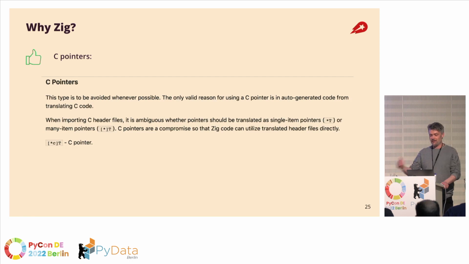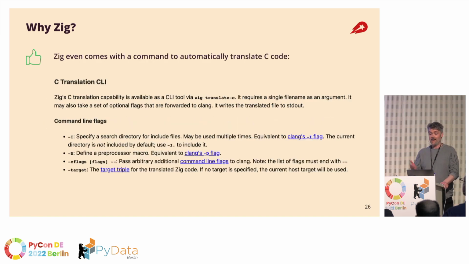Zig can automatically translate C code, which of course it needs to be able to do to understand a header file. But there are some differences in the way pointers work between Zig and C. For example, Zig doesn't allow null, or it has an explicit optional pointer type, and it has a different syntax for pointers to arrays rather than pointers to single items. But the ability is there to declare a C-style pointer. And finally, you can even use the Zig CLI to translate C source code, including macros.